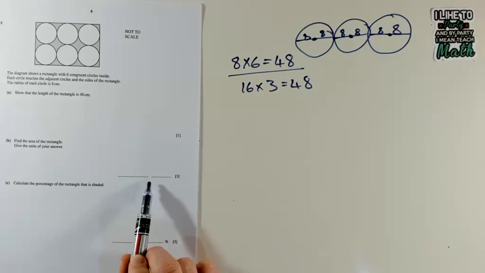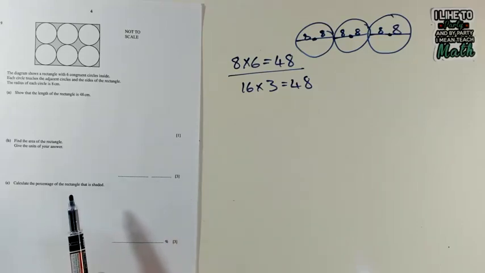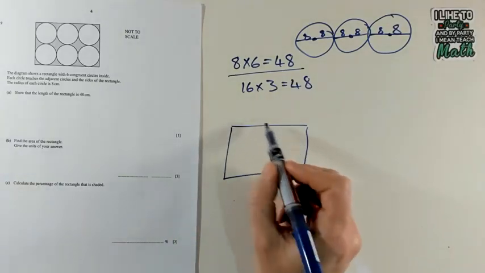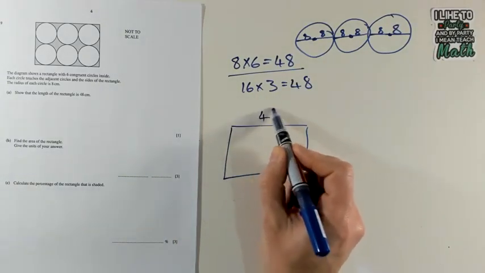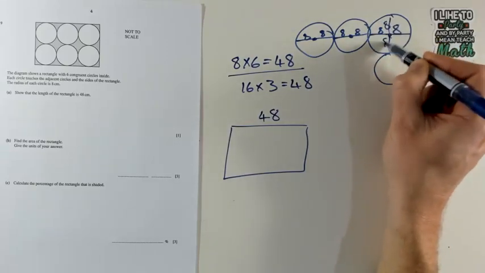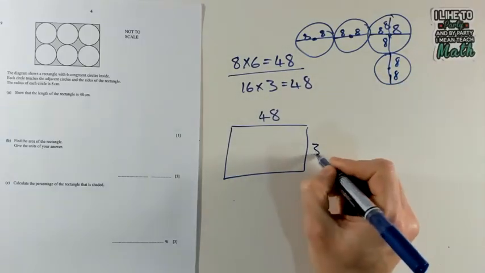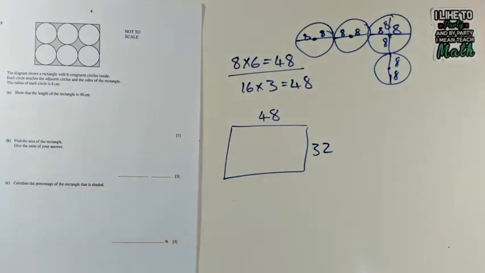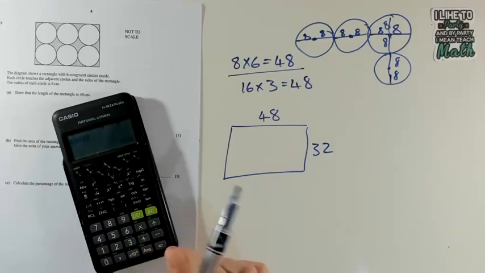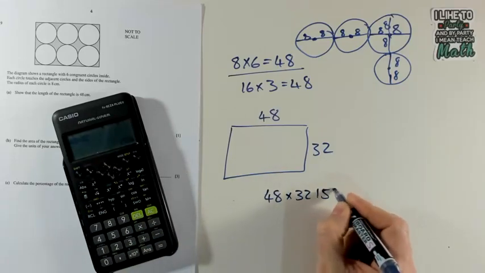So I can see there's a dotted line and then some dotted lines as well here. We already did the length part, so we know the length is 48. And if I have another circle here, it's going to be 8, 8, 8, 8. So that's going to be 8 times 4, which is 32. And if we want the area, we just multiply those two. So 48 times 32 is going to be 1536.